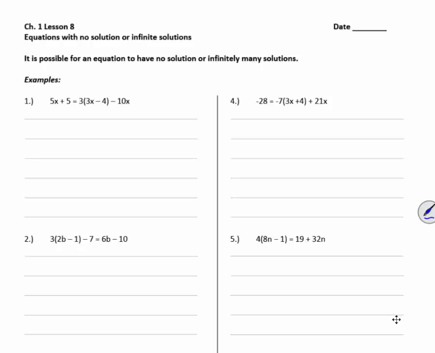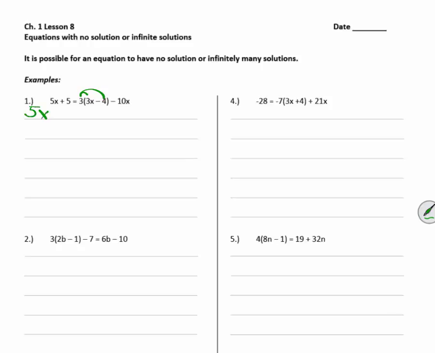Ladies and gentlemen, today we're going to be continuing with our solving of equations. This is obviously the biggest part of algebra, and then we just keep adding in more difficult and complex equations. So I'm just going to get right started with number one. First step I have to do is to get rid of my parentheses.